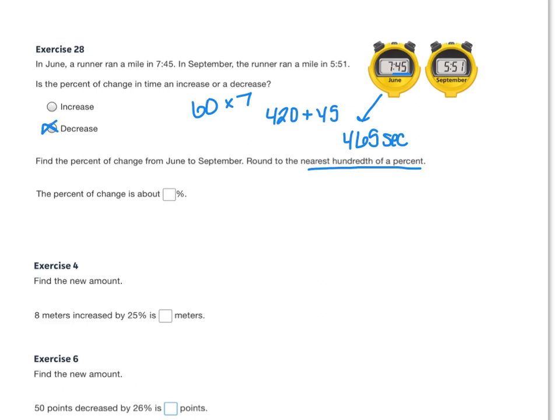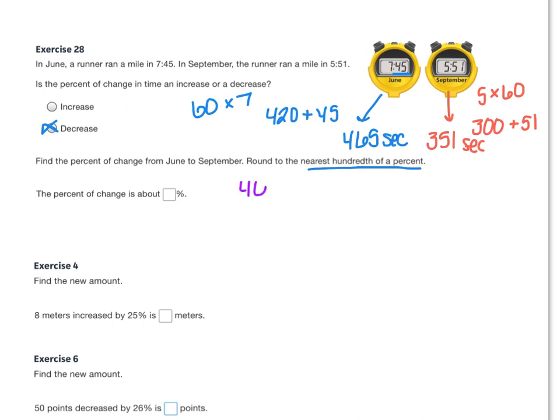Now, for your new time, it was 5 minutes. So 5 minutes times 60 seconds per minute is 300. So that's how many seconds are in 5 minutes, 300 seconds. Plus 51 extra seconds gives you 351 seconds. So you lowered your time by quite a few seconds. Now we can find the percentage change.